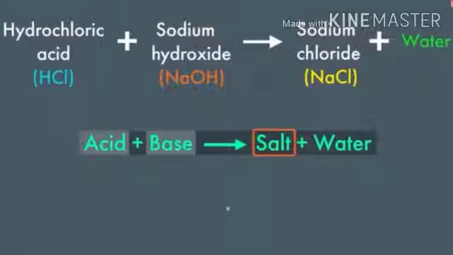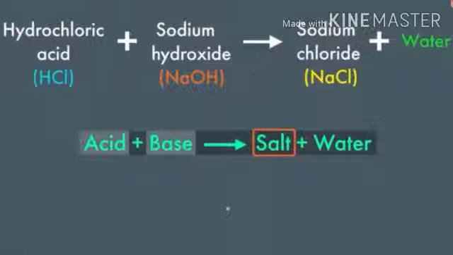For example, when hydrochloric acid reacts with sodium hydroxide solution, then a neutralization reaction takes place to form sodium chloride and water. HCl plus NaOH gives NaCl plus water. This is an example of a neutralization reaction. In this reaction, sodium hydroxide base and hydrochloric acid neutralize each other to form sodium chloride salt, which is neither acidic nor basic. It is neutral in nature.